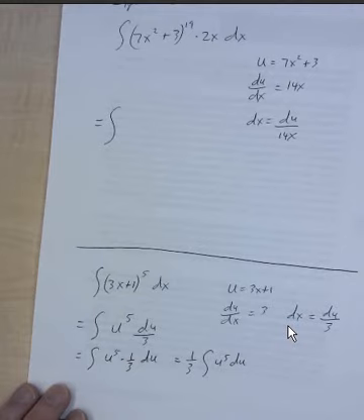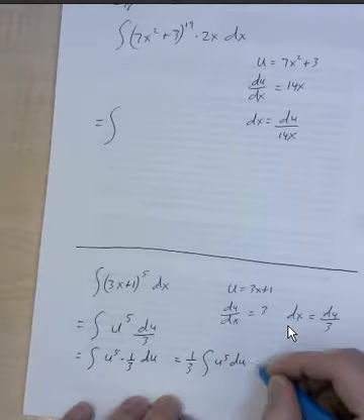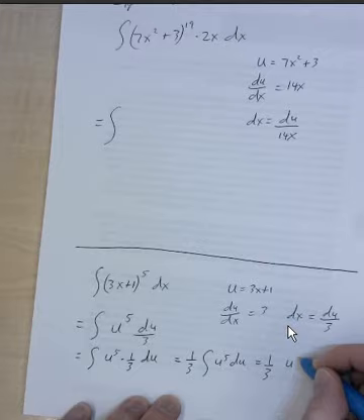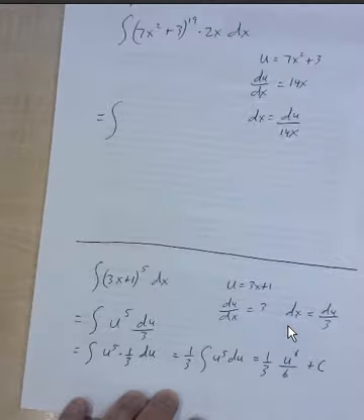Integrating u to the 5th is easy. How do you integrate anything to the 5th power? Add 1 to the exponent and divide by the new exponent. That's it. So we have 1/3 u to the 6th over 6 plus c. Agreed?